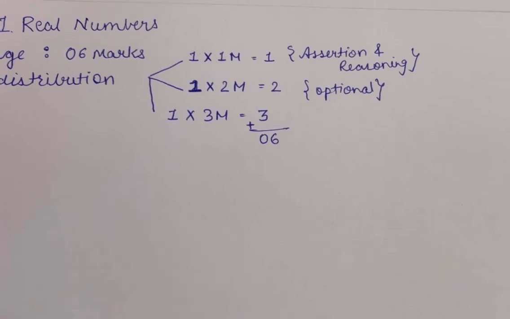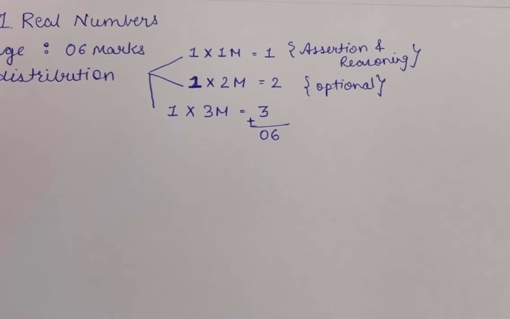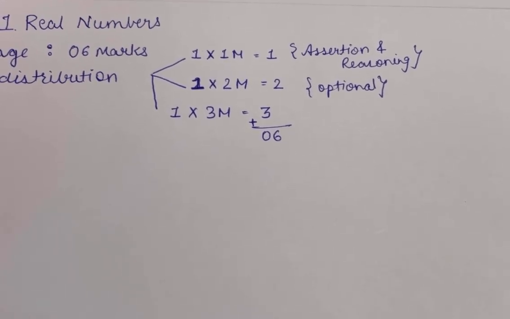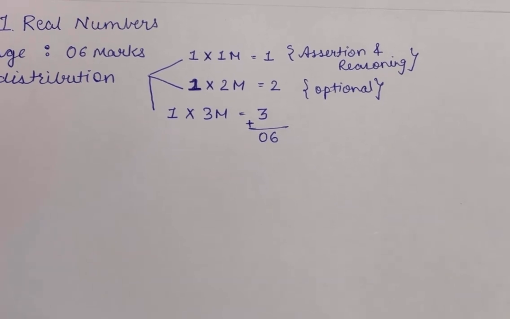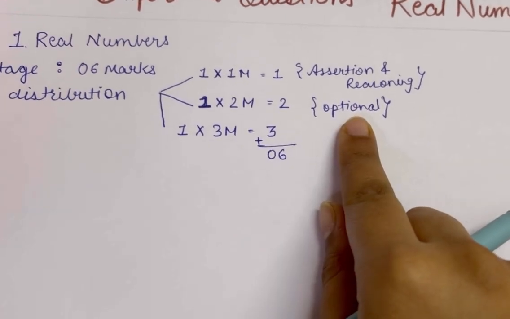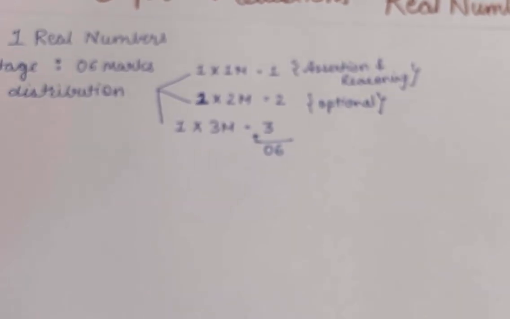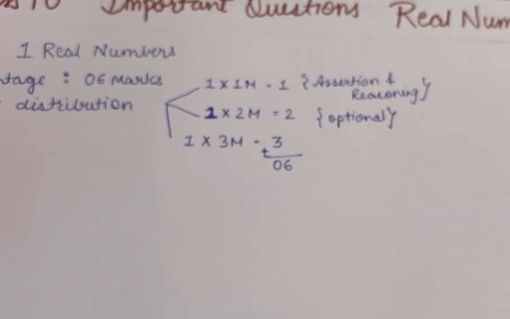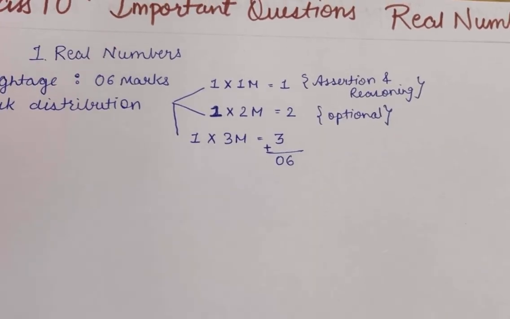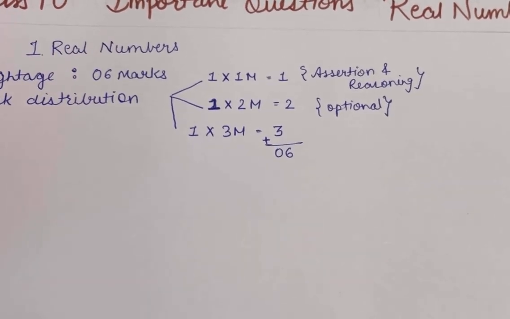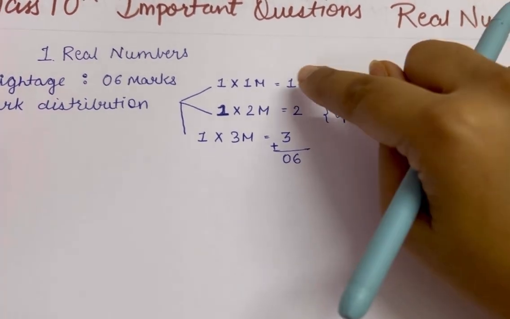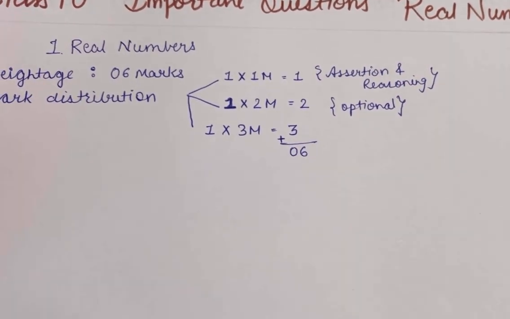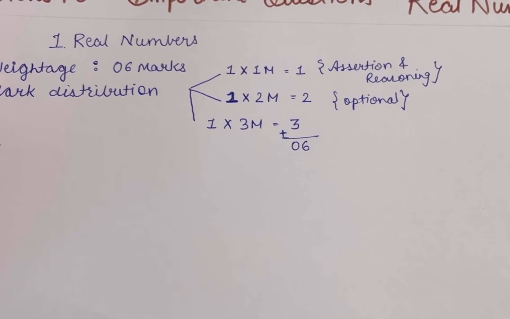Then there will be 1 question for 2 marks which has internal choices in it. Here optional means internal choices. Then you will have one 3 marks question in which there are no choices. You have to attempt it. So in total 6 marks this chapter will be covering.